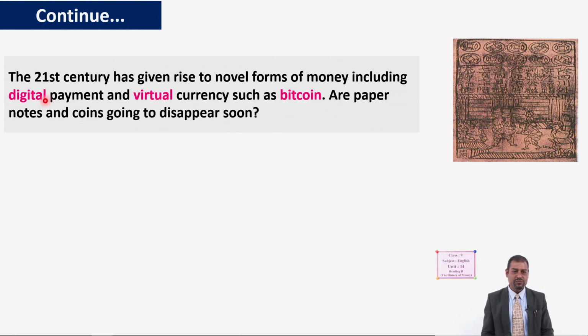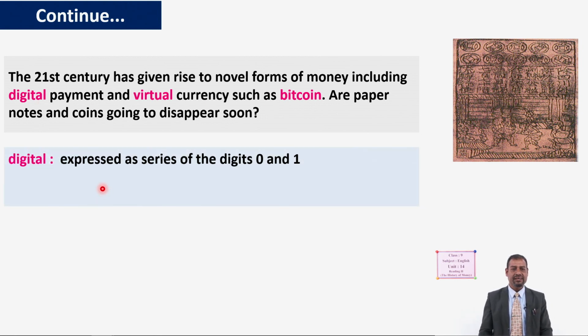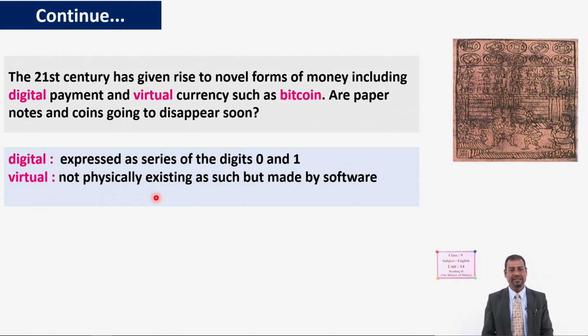So here we have some words. Digital, I think this word might have been familiar to you. What does it mean? Let me tell you the meaning: expressed as a series of the digits 0 and 1. Next word we have is virtual, V-I-R-T-U-A-L. What does it mean? I think you might have been familiar with this word during lockdown. Your teacher used to take your class virtually. It means not physically existing as such, but made by software. You might have learned through Zoom class, Microsoft and many more.